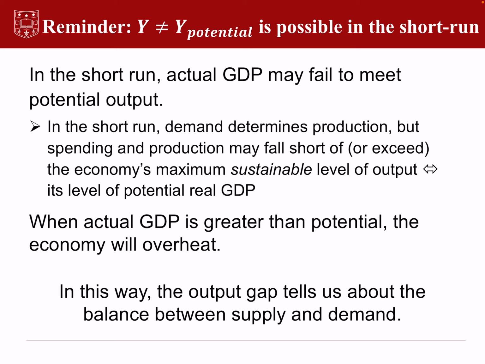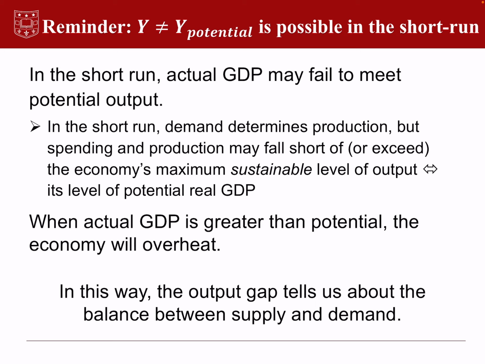So the important thing here is for you to recognize that this short run macroeconomic equilibrium need not correspond to full employment and therefore potential gross domestic product. It can be the case that in the short run, because demand is determining production, the amount of total demand and spending and therefore production can be different from the economy's maximum sustainable level of output. In other words, its level of potential real GDP.